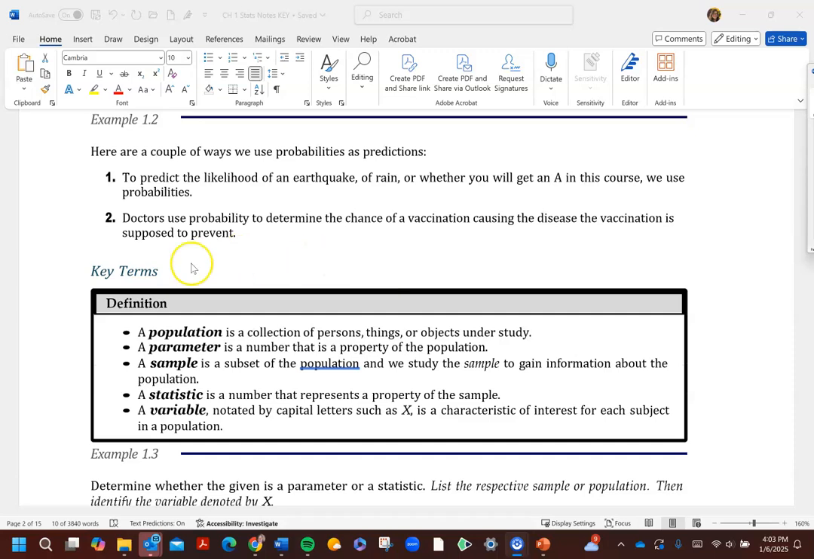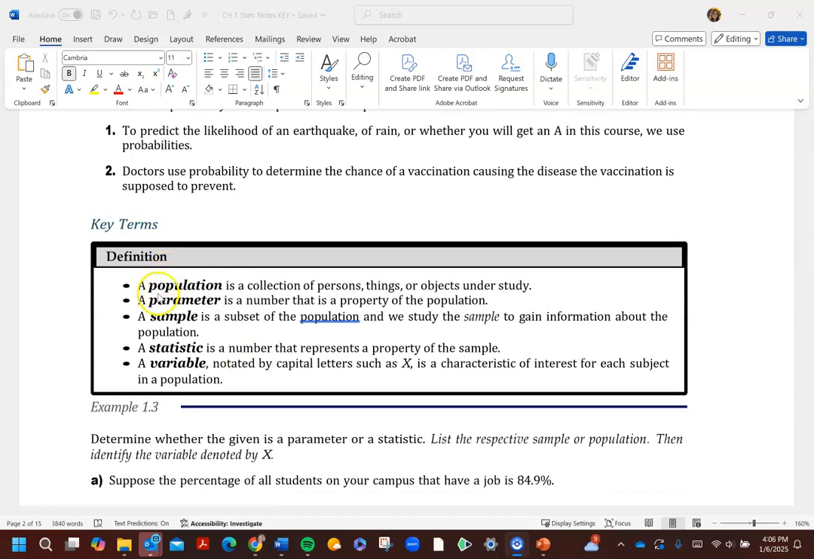And now here are key terms. So just a reminder, population is all the persons, things, objects under study. Parameter is the number that goes along with the population. The sample is a subset of the population. Statistic goes along with sample. Variable is notated by a capital X when we're labeling it, and it's the characteristic of interest for the subject in a population.